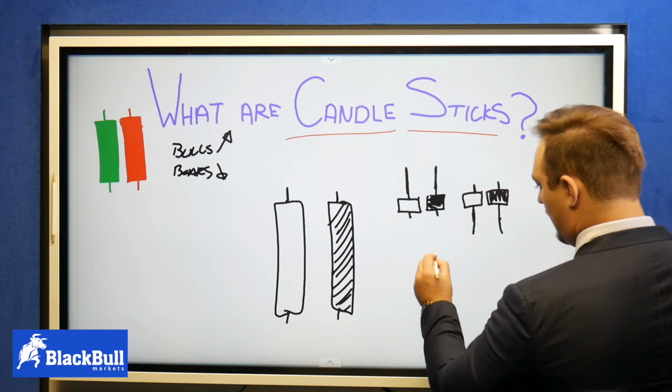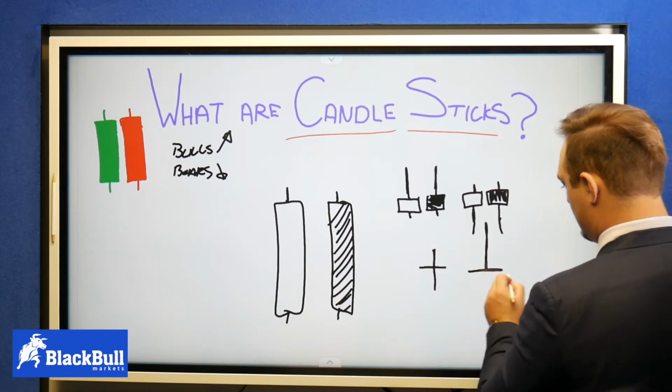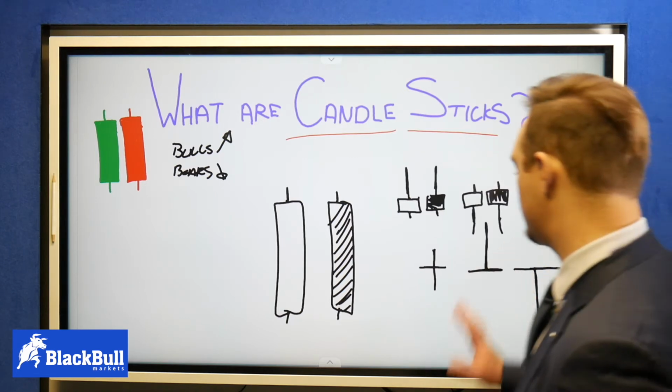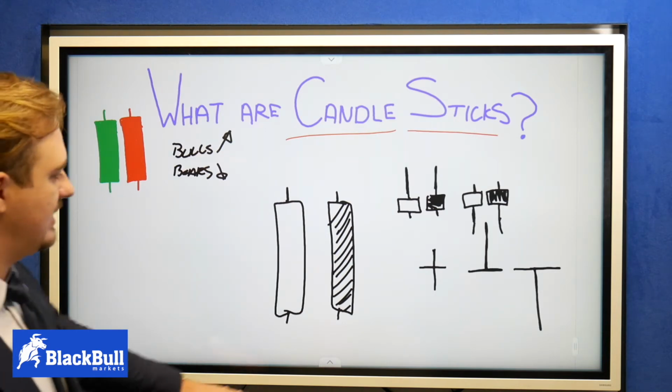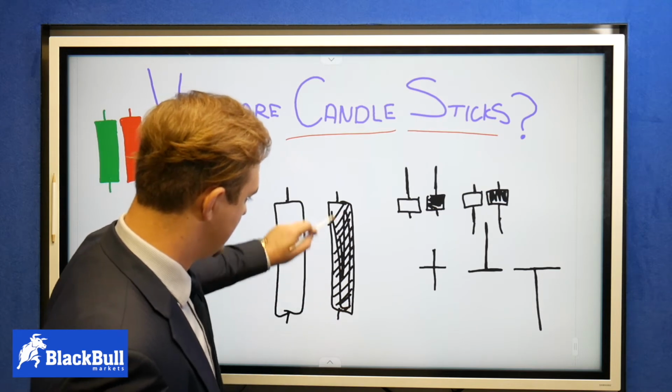And then we have our normal dojis, and we have the gravestone dojis and other sort of dojis as well, okay? So these are the different candle structures. Now, let's have a look at what they mean, okay? So essentially, these mean that one side of the market is in charge, okay?